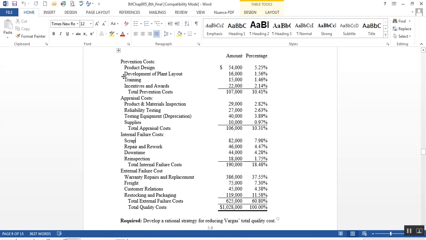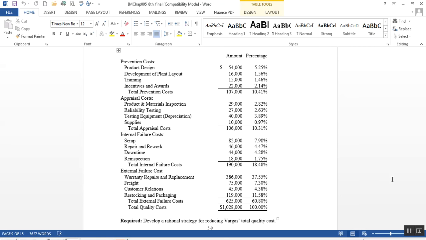I have one more topic to cover for this chapter, and it has to do with quality costs. Okay? There's 4 different types of quality costs. We have prevention costs, appraisal costs, internal failure costs, and external failure costs. Prevention costs are incurred before you even start making anything. All right? So it's product design, training, developing your incentive and rewards, anything that happens during the R&D stage, basically.